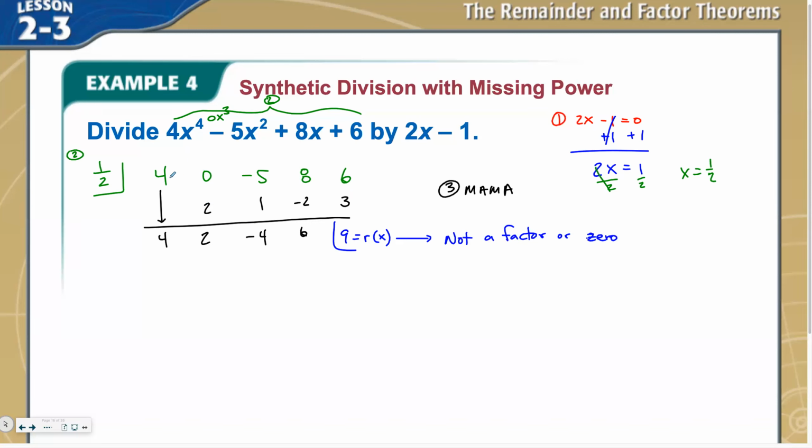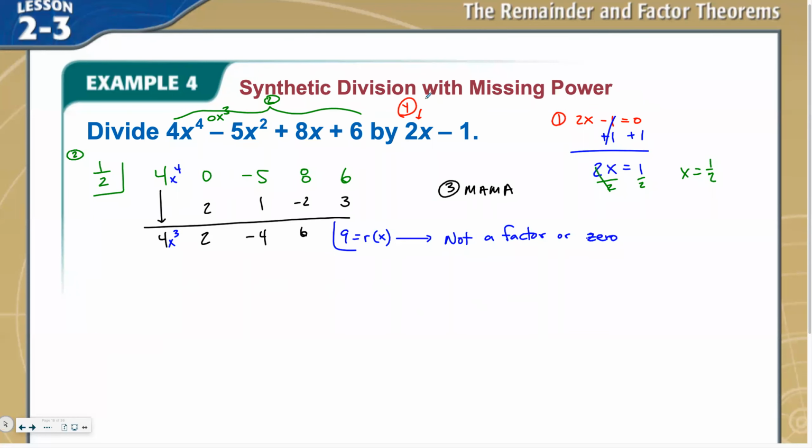This started as x to the 4th. When it drops, it's going to become x cubed. But if I stop here, I still got the wrong answer. What have I not done? Step 4. I need to. Okay, step 4.